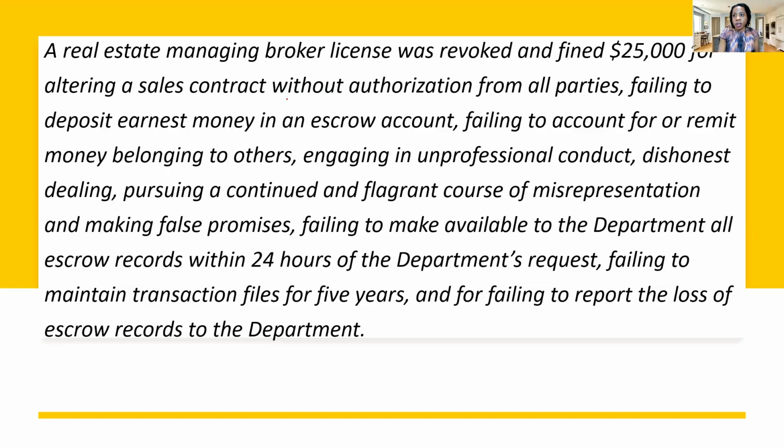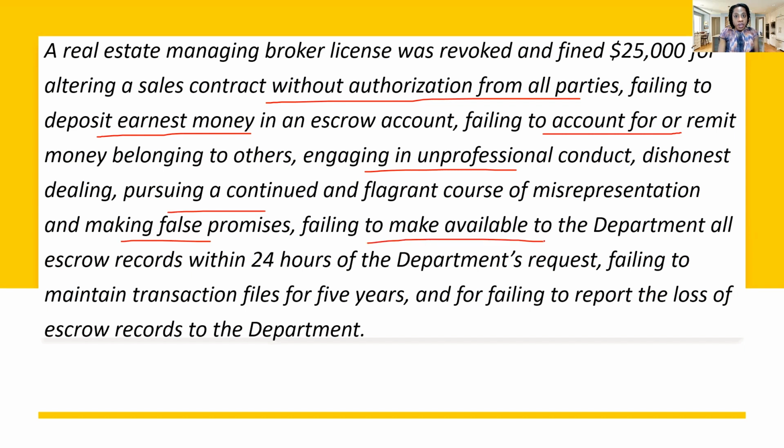All right, that's a handful. That's a handful of information. There's a lot here that's covered in this person's violation. If you take a look here, they made changes to the contract. They didn't deposit earnest money, failed to remit the money belonging to somebody else, engaged in all these activities, did not provide records to the department, and they didn't keep their records for 5 years, and they also failed to let the department know they lost their records.